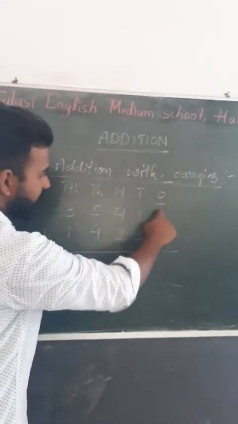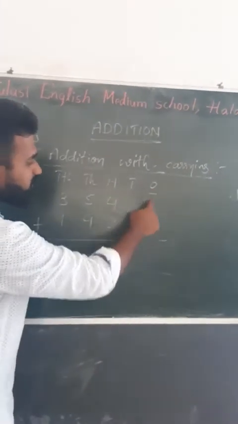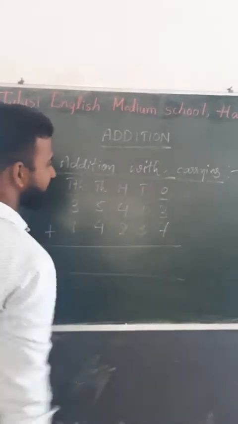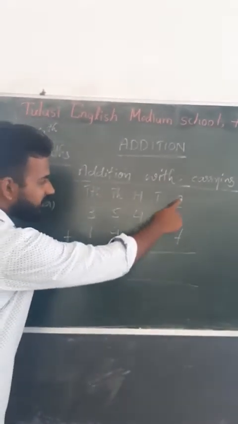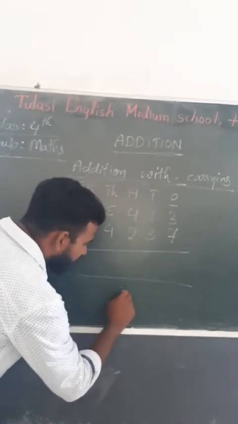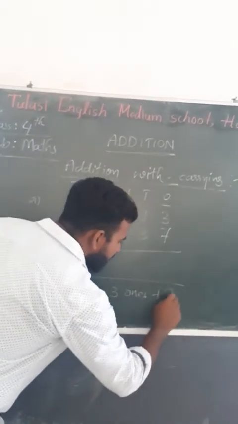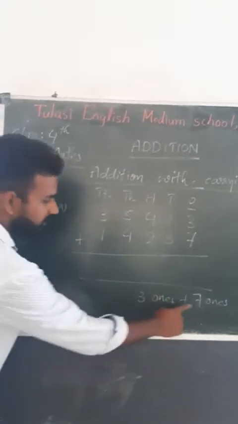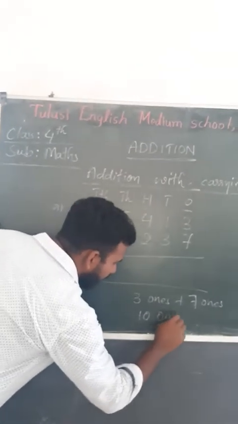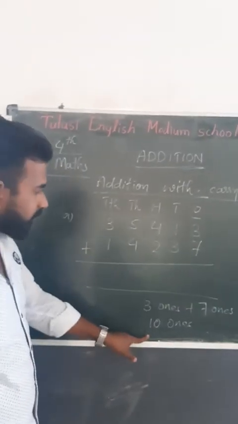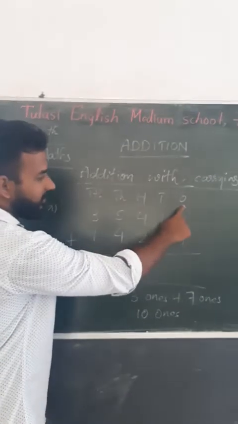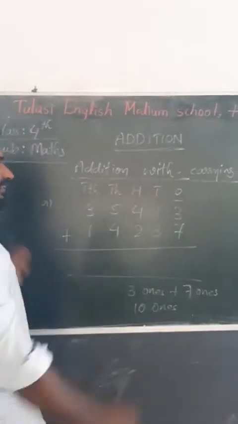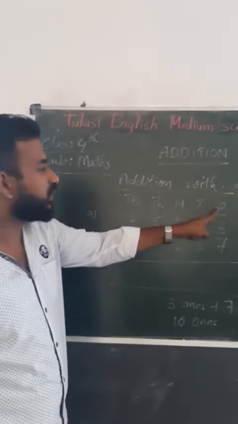3 ones plus 7 ones. 3 plus 7, 10. 10 ones. You know that 10 ones is equal to 1 ten.